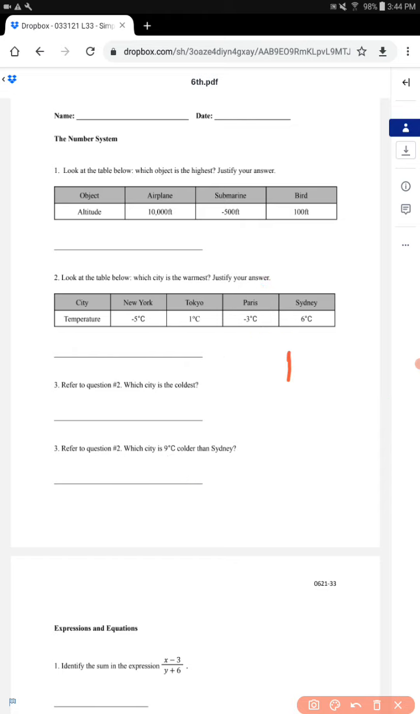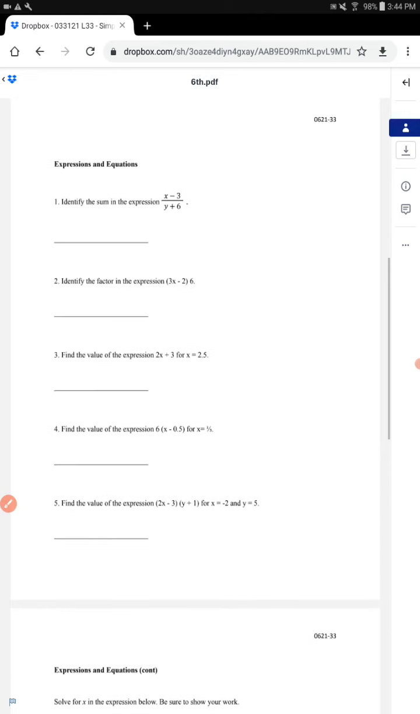And once you're done with that page, you can go to this next section right here. Expressions and equations. So number one, identify the sum in the expression. So in this expression right here, sum is addition. So the part where it's adding would be y plus 6. So the sum in the expression would be y plus 6.